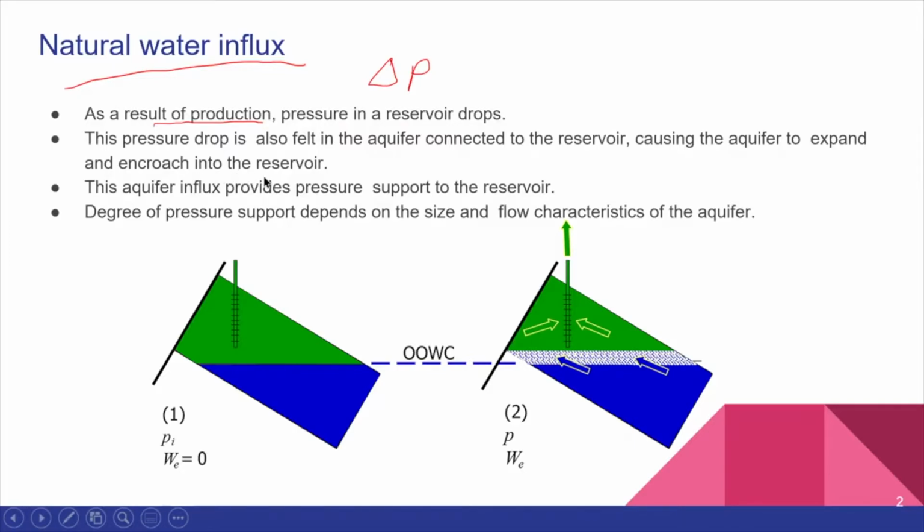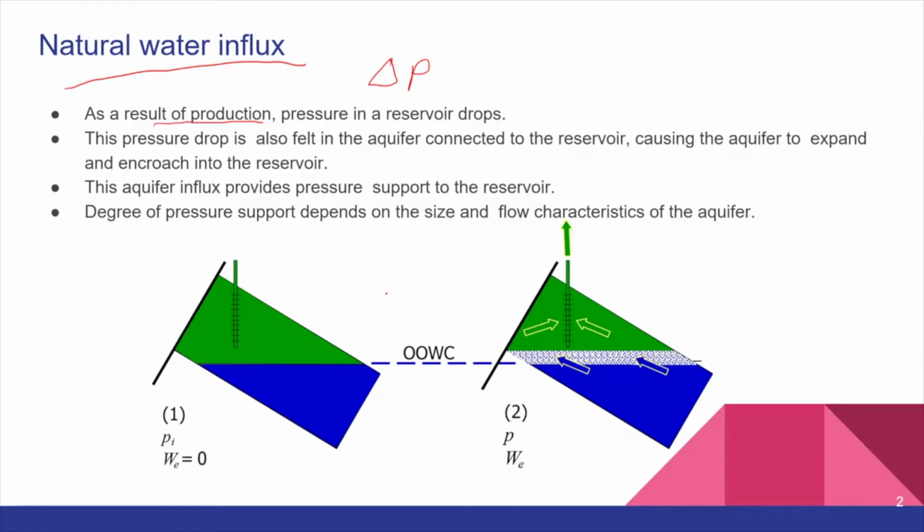It starts to invade the reservoir. This aquifer influx will provide pressure to support the reservoir, and the degree of pressure support depends on the size and the flow characteristics of our aquifer.